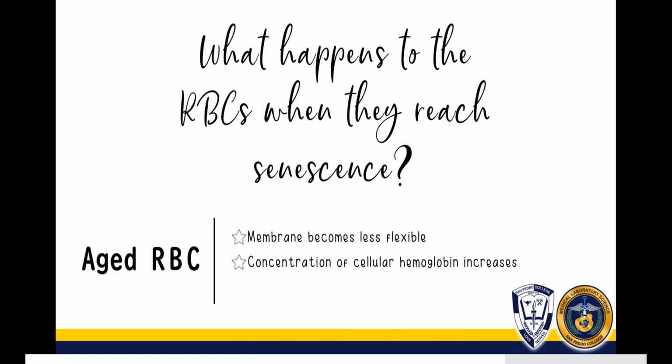Another change that will occur is that the concentration of cellular hemoglobin increases. Now, is this a good thing? Not really. When hemoglobin increases inside the cell, that causes a change in the shape of the cell. Remember that the RBC has to maintain its biconcave shape, and most of its hemoglobin is concentrated on its periphery in order for an easy and faster rate of oxygen uptake and unloading. But if there is increased hemoglobin concentration inside the cell, that will change the shape of the cell.